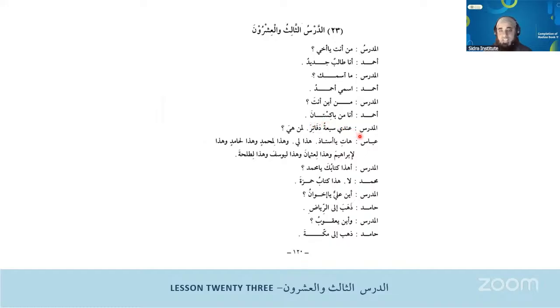Next, the teacher says, عندي سبعة دفاتر. I have 7 exercise books, or notebooks, you can say. Dafatir means notebooks, the plural of daftarun. So, عندي سبعة دفاتر, I have 7 exercise books. Liman here, whose are they?